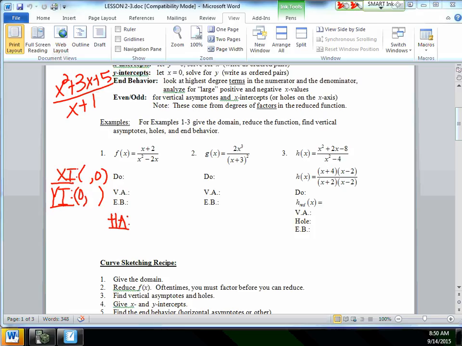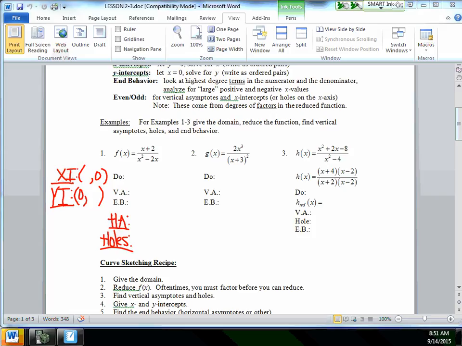And so I forgot to label our holes. Remember, a hole occurs if something cancels out of the numerator and denominator. So in behavior, it's just talking about if we have those asymptotes, then we know we're going to follow them out horizontally or vertically. So let's go ahead and start with this example. I know I went through each of those definitions really fast, but they should be very familiar to you.